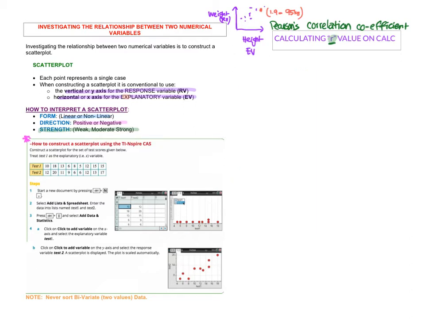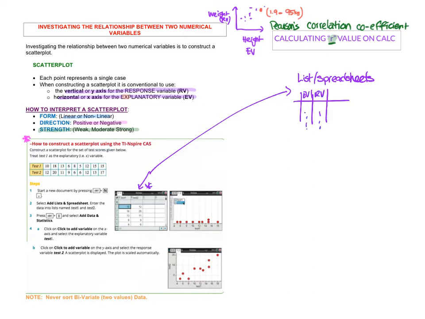So we just went into Lists and Spreadsheets on our calculator, and we typed the two lists in, and we did the scatter plot. But now I'm going to remind you how we got the R value. We were on the Lists and Spreadsheets screen, and we have our two lists in there. So you'll have your EV list and your RV list, and you'd have all your numbers listed down in there.